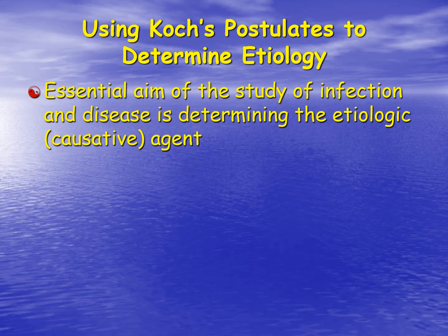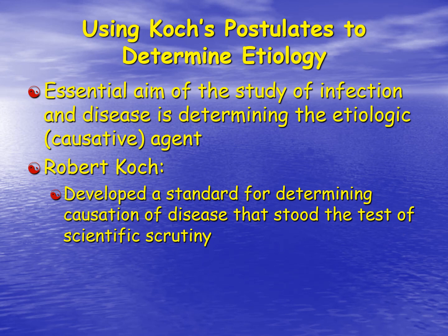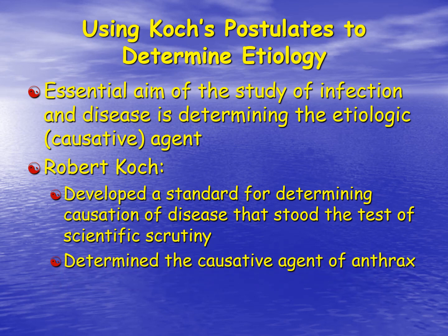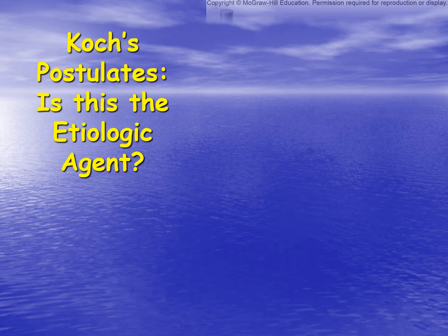Now, we can even still use Koch's postulates to study infections and disease in determining what's causing the problem, what's known as the etiological agent. And again, a little review, Robert Koch developed the standard for determining causation of a disease that really has stood the test of time throughout scientific scrutiny. He worked with anthrax and determined that Bacillus anthracis was the etiological agent of cutaneous anthrax. And this is how he developed his four postulates.